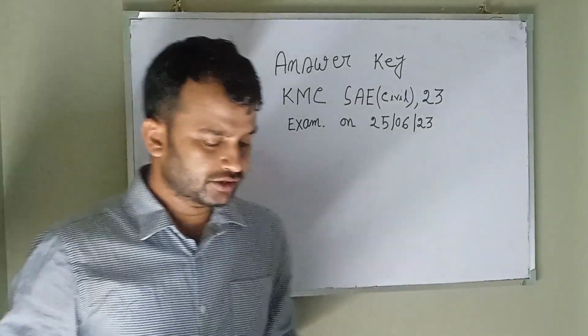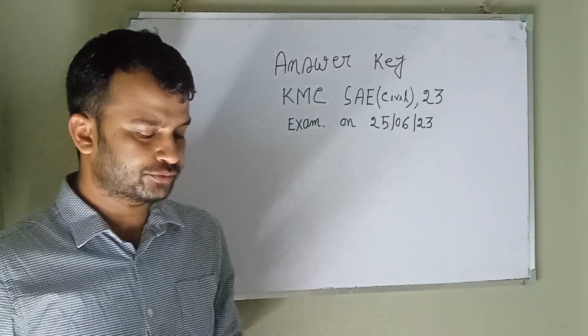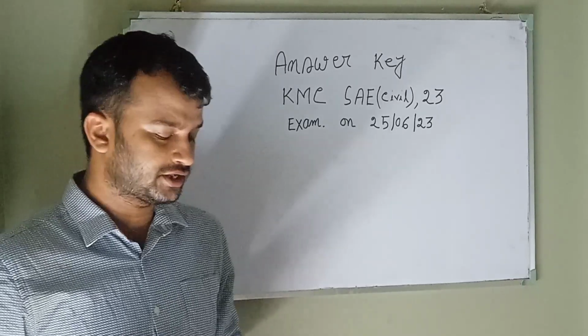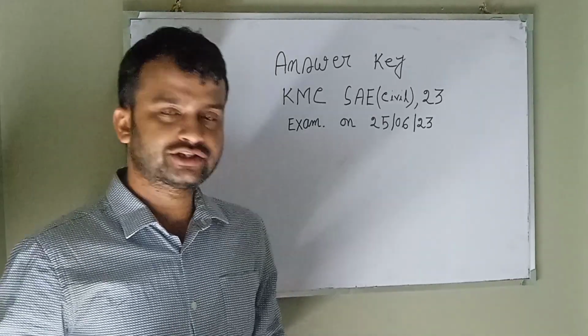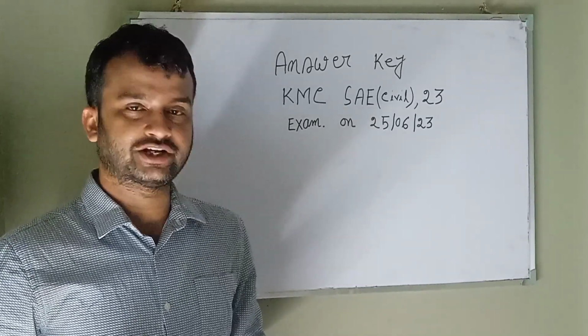Question number 1. Dogleg stairs are option A half turn stairs, option B three-quarter turn stairs, option C quarter turn stairs, option D straight stairs. Here the correct answer is option A, half turn stairs.